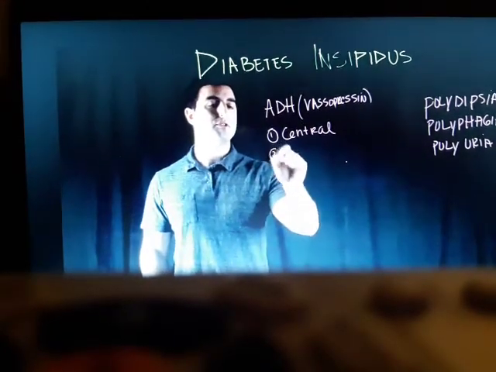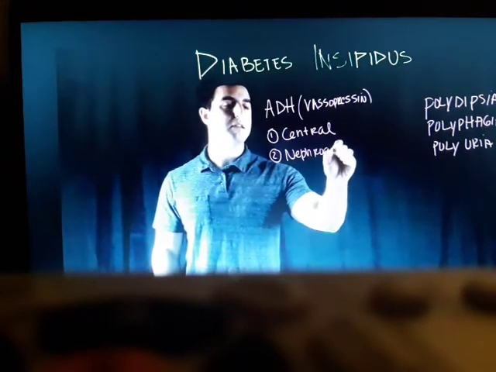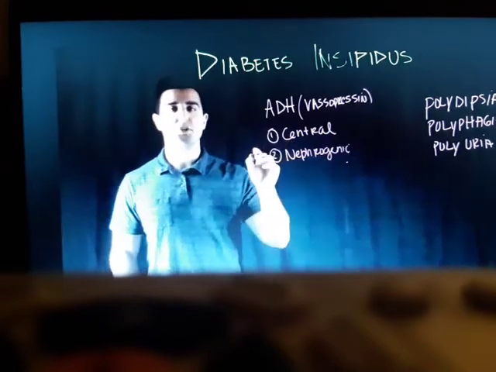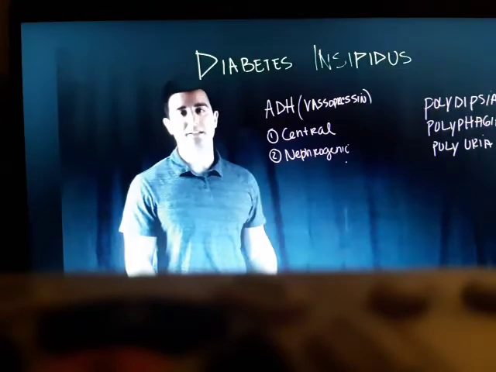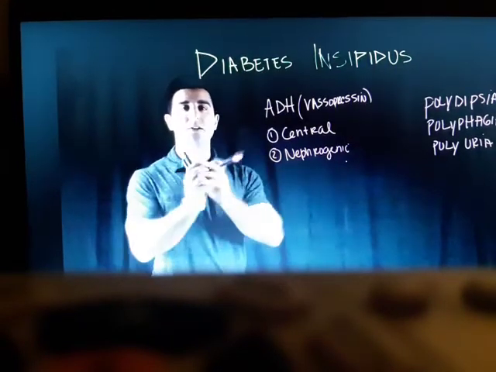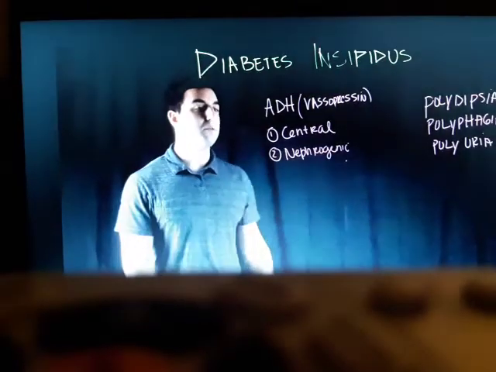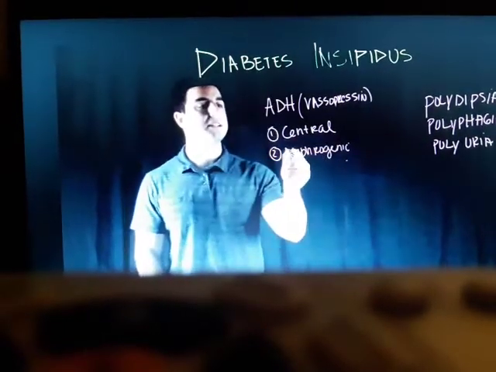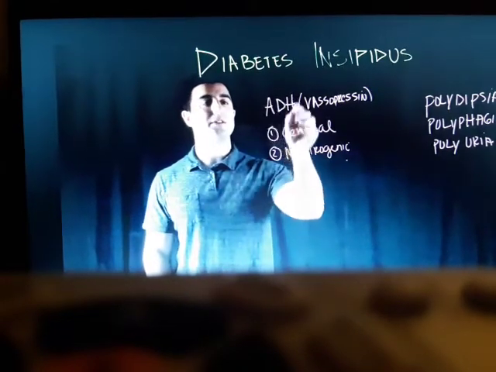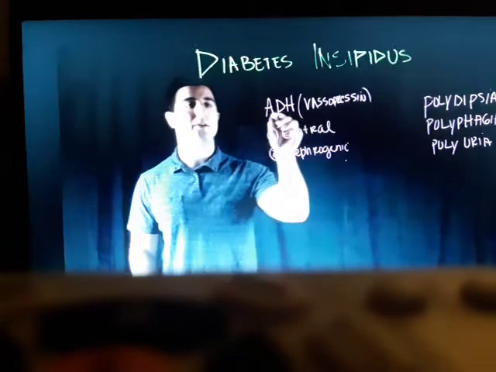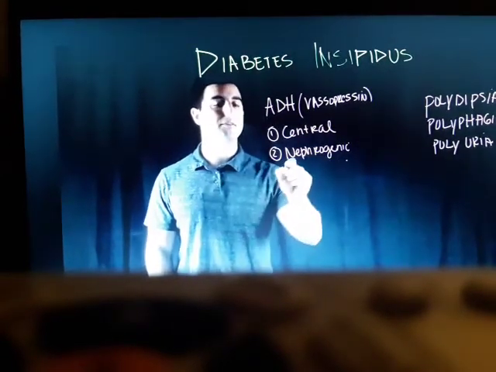Number 2 is nephrogenic. Whenever the ADH is released, it migrates all the way to the renal system where it binds to the collecting duct. At the collecting duct, it allows the aquaporins to open and allow for the permeability of water. In nephrogenic, there is a defect in the region of the collecting duct, some kind of abnormality, where the antidiuretic hormone, even though it is present, cannot actually function when it reaches the site.